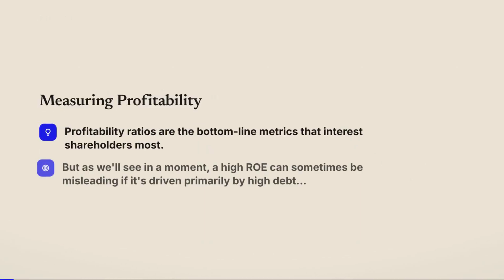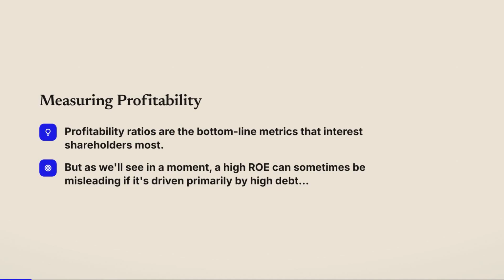Profitability ratios are the bottom line metrics that interest shareholders most. We start with net profit margin, which is net income divided by total sales. This tells you what percentage of every dollar of revenue actually reaches the bottom line after all expenses. Next is return on assets, or ROA. This measures how much profit is generated by each dollar of assets the company controls. It's a great way to compare companies within the same industry, regardless of how they are financed.